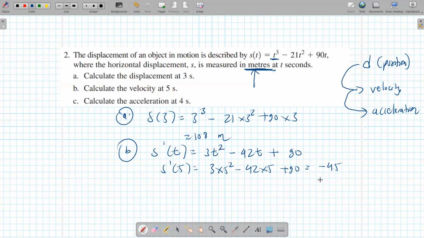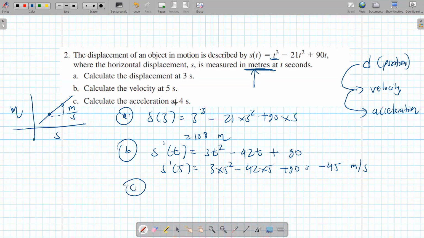Is it meters per second? Yeah, it is meters per second. And it comes from this because velocity is the slope of displacement. Just imagine displacement, you have meters on the y-axis, you have time on the x-axis. So when you find the slope, it's going to be rise over run. Rise has a unit of meters, run has a unit of seconds, meters per second.